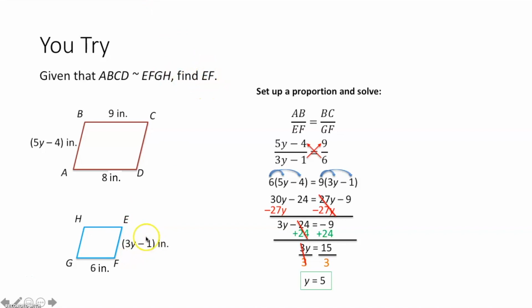So EF is right here, which means we're going to take this guy right here and plug in what we just found y to be. So if the measure of EF is equal to 3y minus 1, and we know y is equal to 5, we plug in 5 for y. We multiply 3 times 5 first, and then we subtract based on order of operations. We get the measure of EF is equal to 14 inches. Don't forget units.